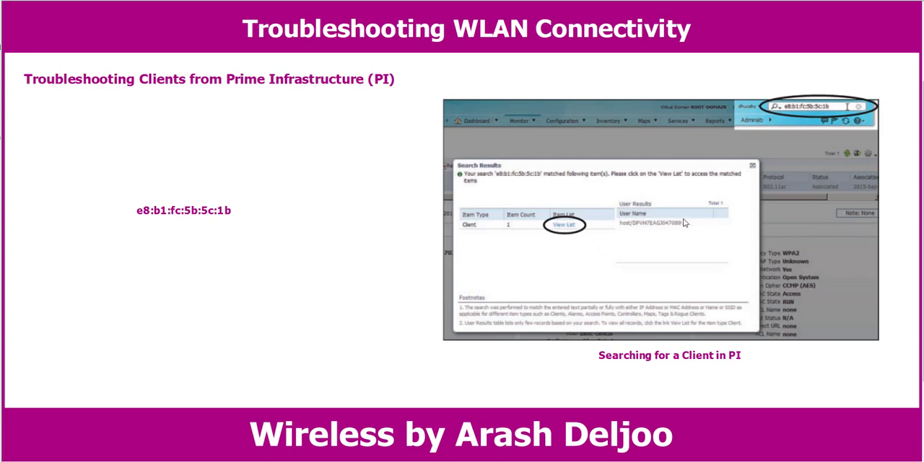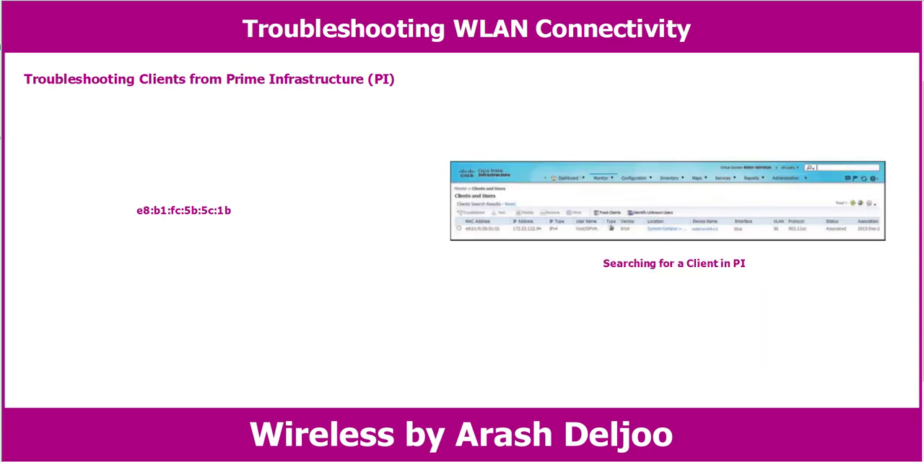About the client. After typing this MAC address, we can see the search result, and here it finds one client. Now I'm going to click on the view list for finding more information about this client. This figure shows an example.